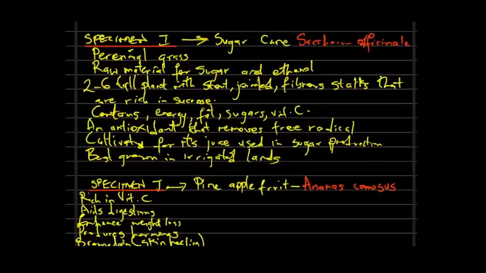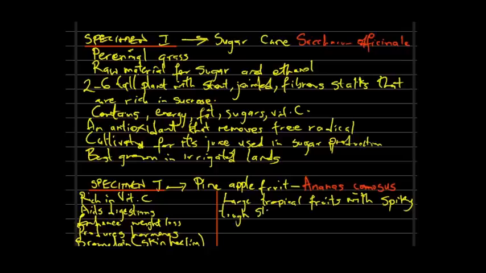Now they are found largely. They are large tropical fruits, largely grown. They have spiky thorns, a spiky tough skin, and a sweet inside.